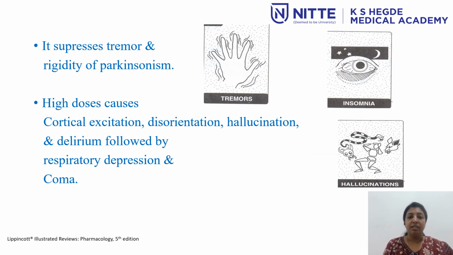Atropine or atropinic drugs or antimuscarinic drugs can reduce the cholinergic overactivity in the basal ganglia and can suppress the tremors and rigidity of Parkinsonism. A high dose can cause cortical excitation, disorientation, hallucination, and delirium, followed by respiratory depression and coma.